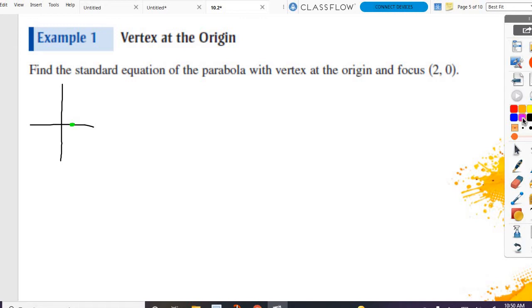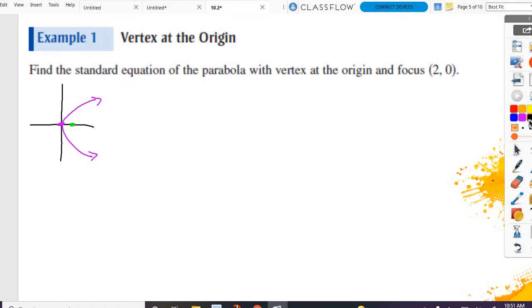Now, where is our vertex? The origin. Now, from our pictures, where does the focus have to be in relationship to our parabola? It was inside of it, in the middle part, right? So because we know where our focus is, that tells us what direction we have to open. So which way does it have to open? To the right. And that's going to be helpful because now we know which one of my variables needs to be squared.